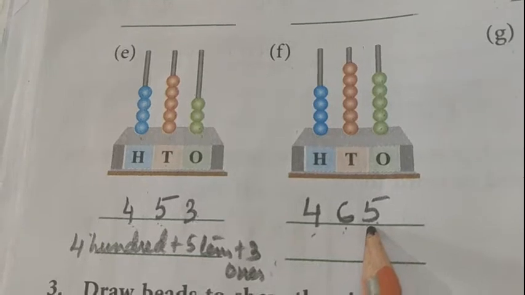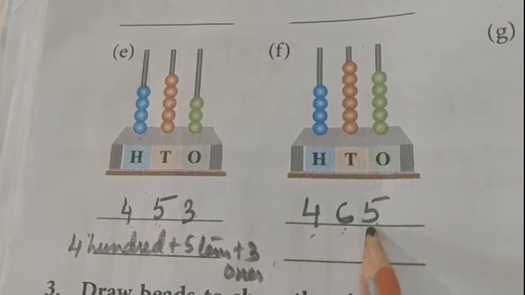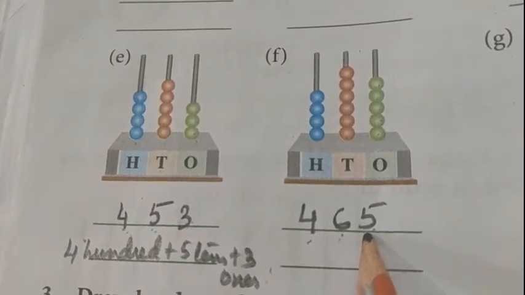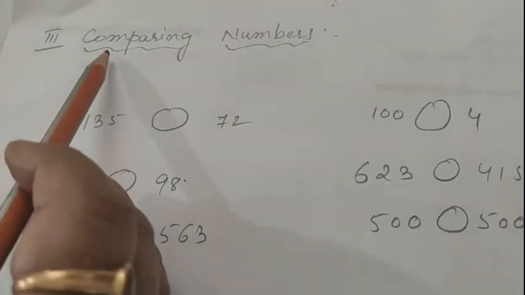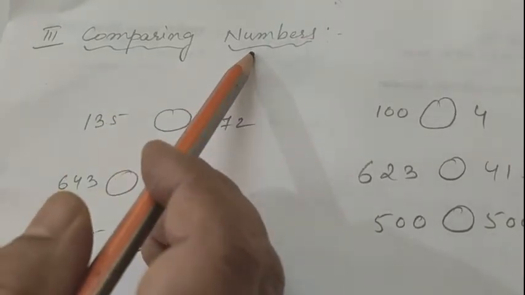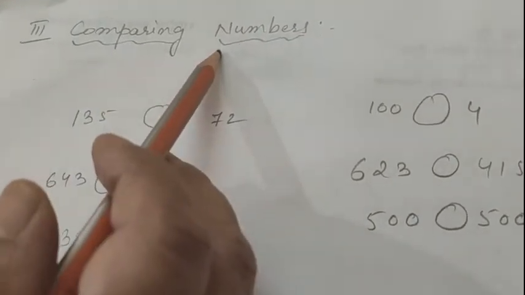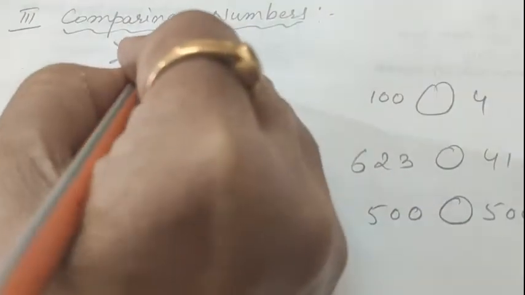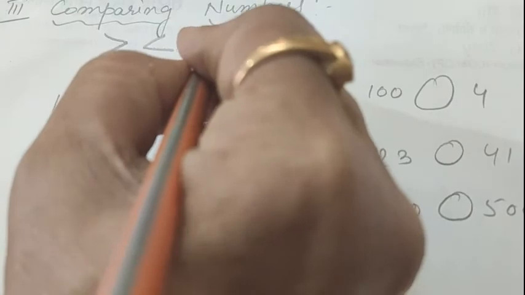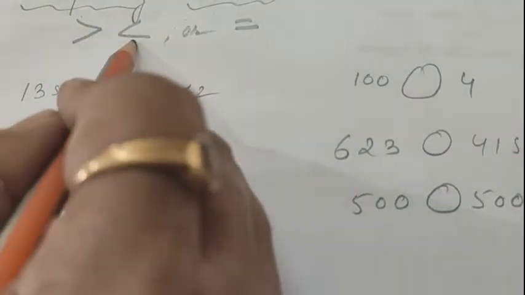Clear, children? Did you understand how to write the numbers by seeing the abacus or by seeing the beads? Got it, I think? Next, go to the next topic. So this is the third topic, comparing numbers. Comparing numbers means when we are comparing greater than, less than, equal to. What is the symbol? Greater than, less than, or equal to. That means we are comparing which number is bigger, which number is smaller by showing these symbols, or equal.